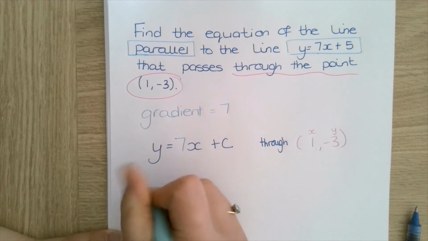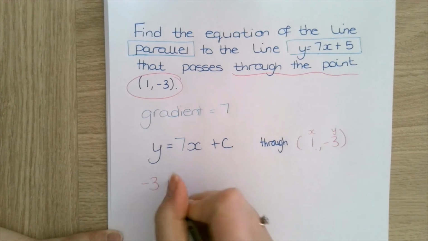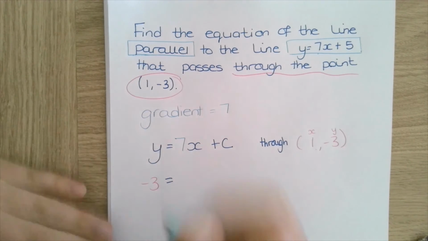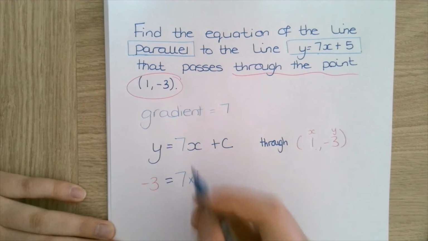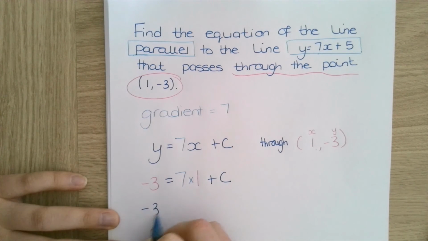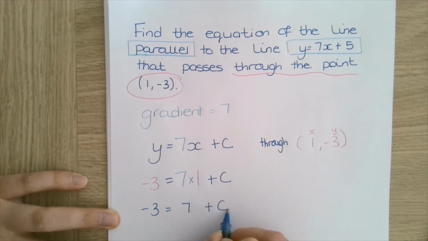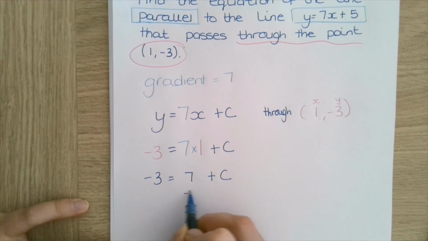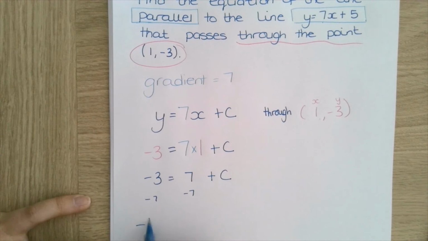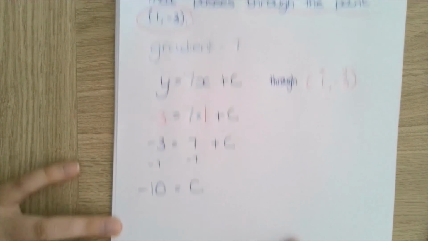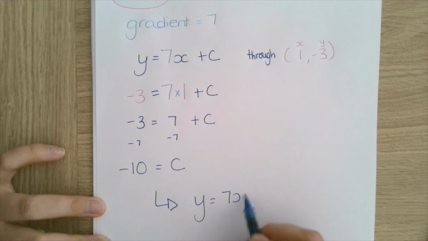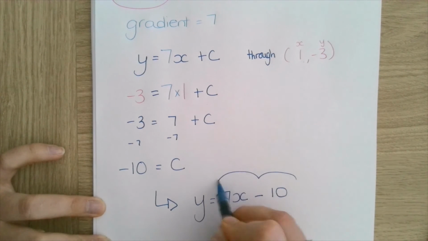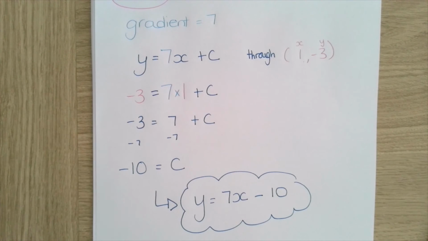So my y value is -3. I then have my gradient of 7, which I need to multiply by my x value, which is 1, plus c. So I get -3 is equal to 7 plus c. To find the value of c, I need to subtract 7 from both sides. So I end up with -10 is equal to c. So the equation of the line that I'm asked for in the question is y equals 7x minus 10, and that is my final answer.